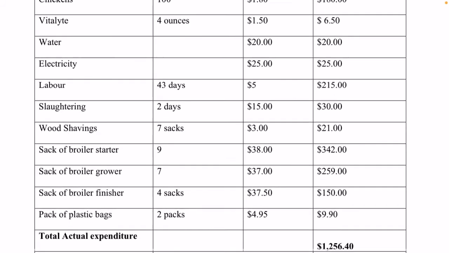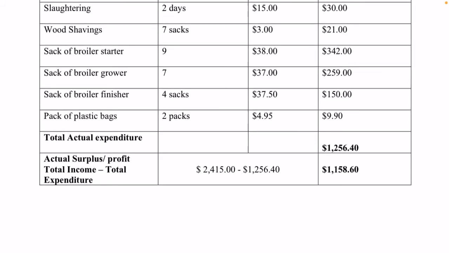All right, let's take a look at the actual surplus or loss, because there is a possibility that you can make a loss even after you would have budgeted for a profit when you do your project in reality. Hopefully that is not the case.